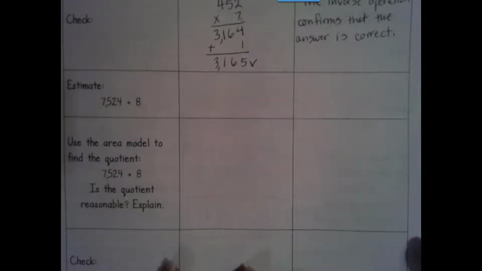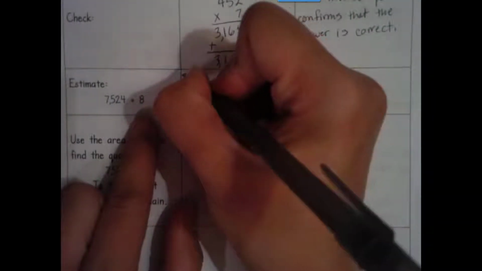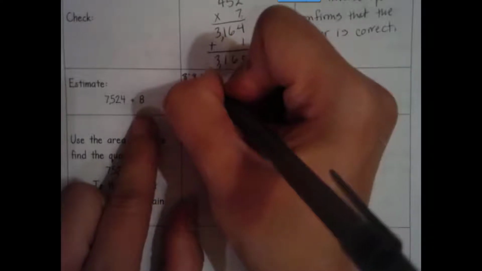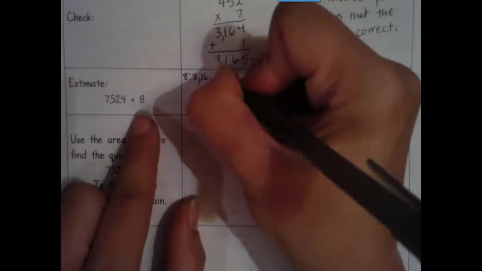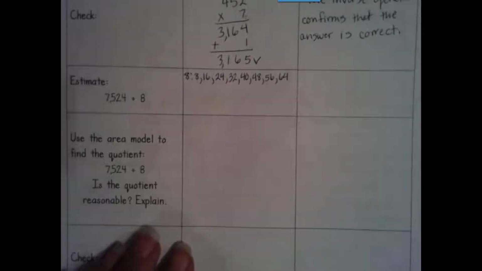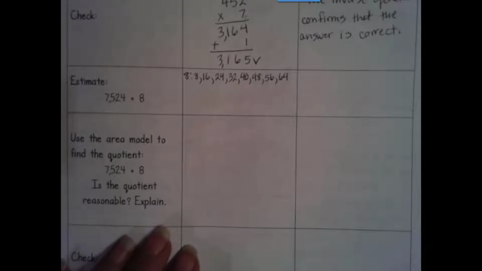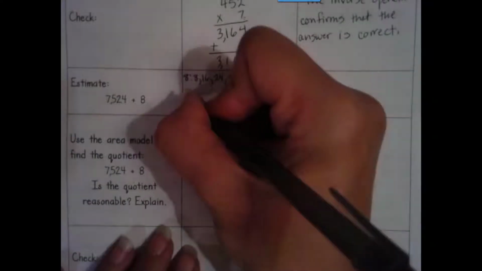One more for us to practice right now. So we're going to find our estimate. We need to find our compatible numbers. So let's list our multiples of our divisor. 8, 16, 24, 32, 40, 48, 56, 64. If that's not enough, we'll list more.